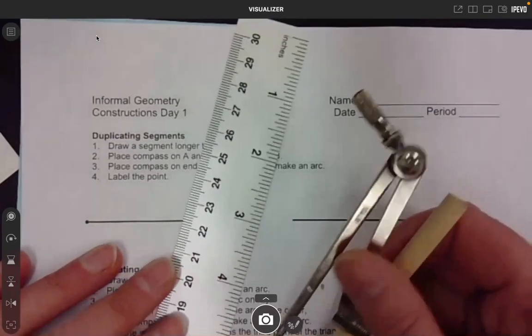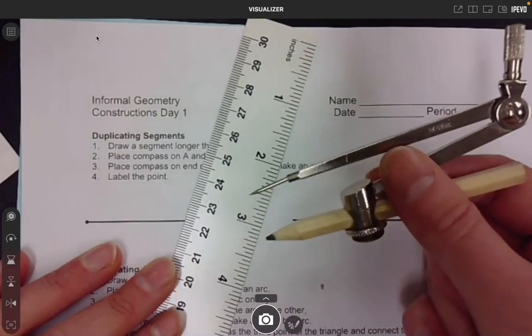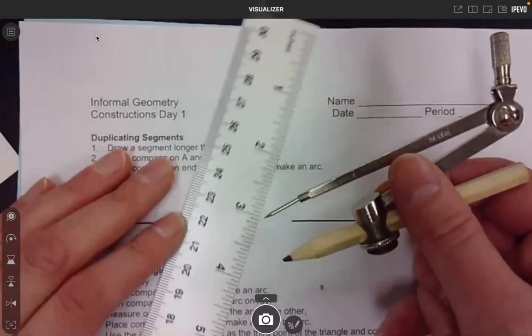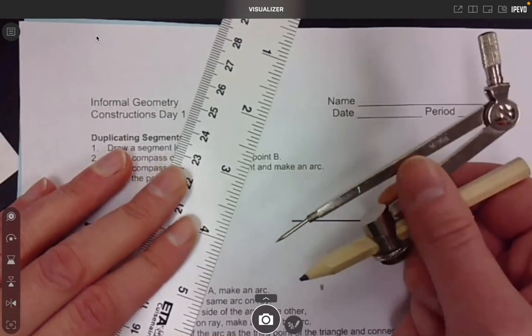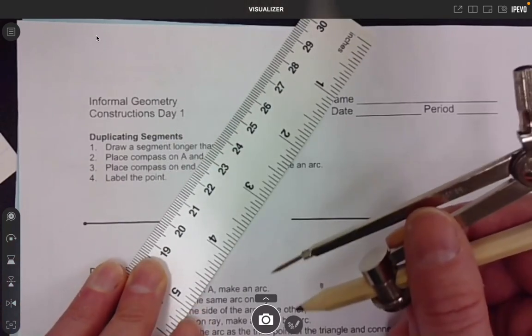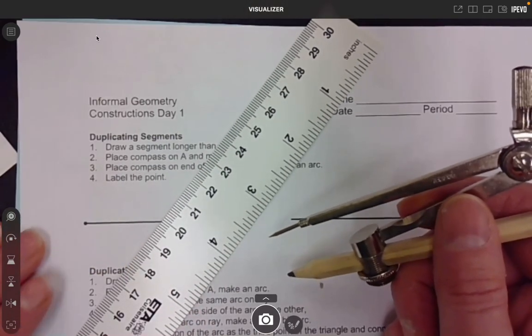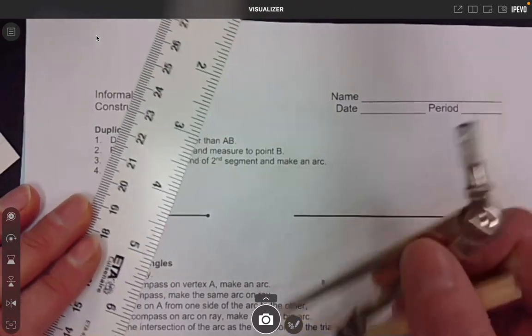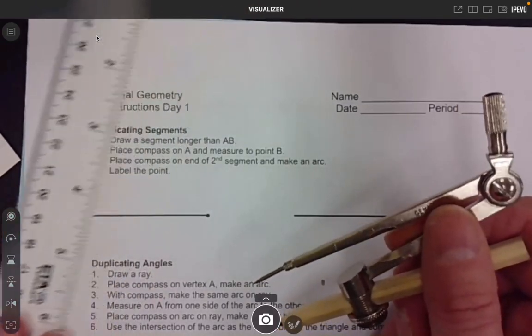So in geometry, when we do constructions, we're using a compass and a straight edge. I know that this is a ruler, but I'm not using it to actually measure anything. I'm using it just to be able to draw a straight line. You could use an index card, or anything that will help you draw a straight line, but we're not actually measuring.